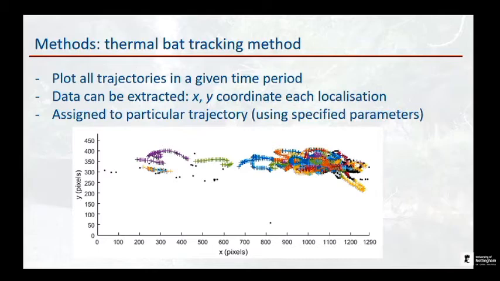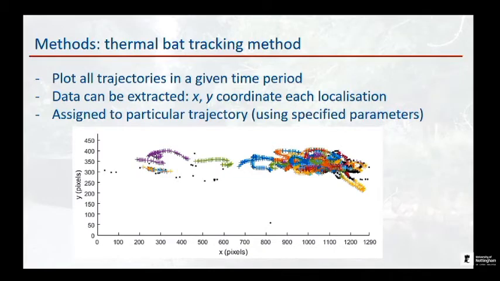So we use this method to plot trajectories, and the data that can be extracted are individual localization points, so X, Y, or even Z coordinates if we're doing 3D. And those localizations are then assigned to a particular trajectory using a set of specific parameters.